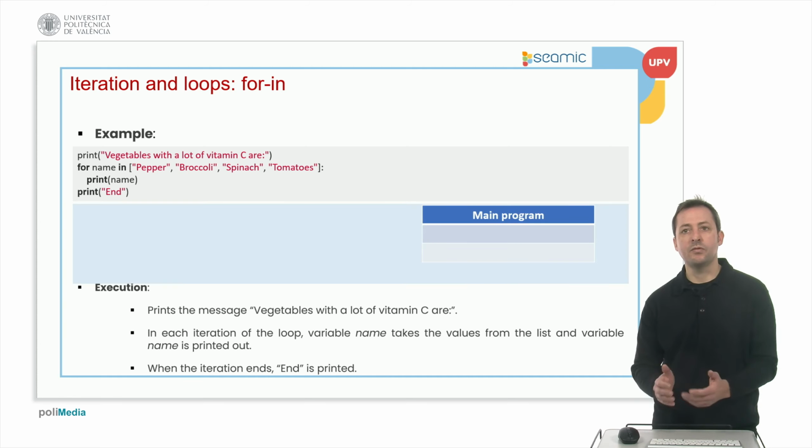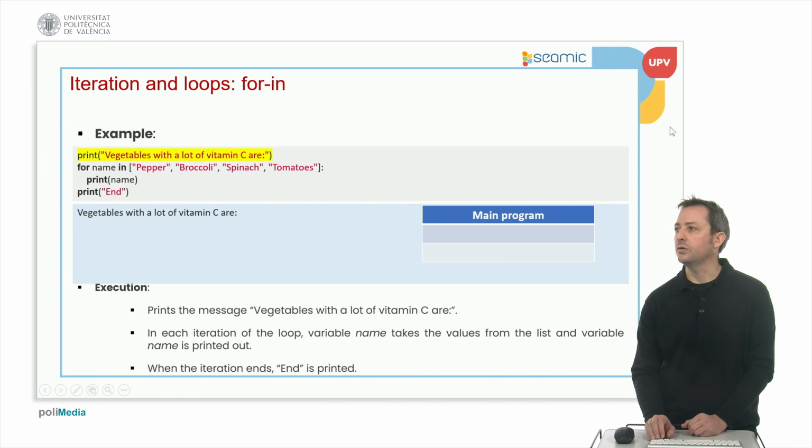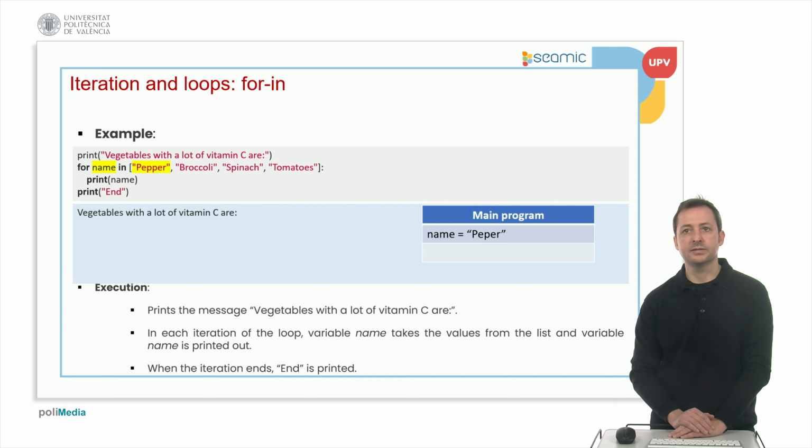So let's see how the for loop statement works. Here we have the output and here the program. First of all, we define the instruction for print that is shown here, and then we find this for loop. So name should take each of the values of the list, starting from the first one, that is pepper. So here the variable name takes this value and goes inside the for statement, that is this code with the indentation. That is just a print of the value.